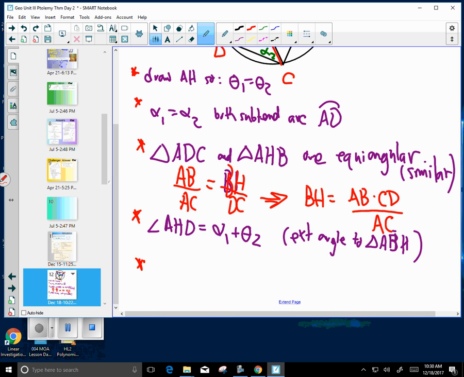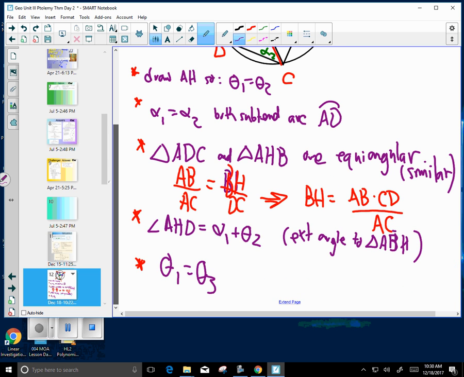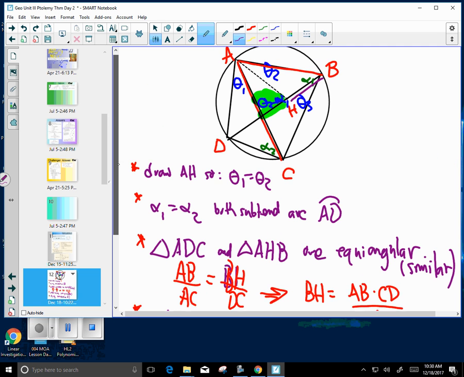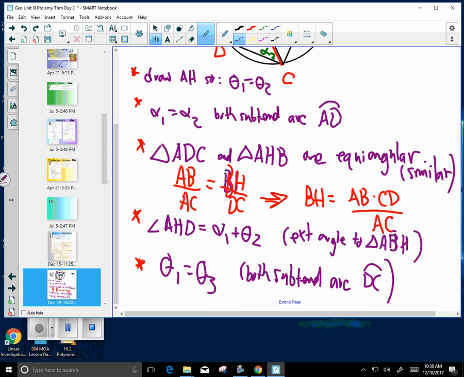They're the same. So theta 1 equals theta 3. Why? Both subtend arc DC. Okay. And we can also say, of course, that if theta 1 was equal to theta 2, these are all equal to each other then. Theta 1 equals theta 2 equals theta 3.